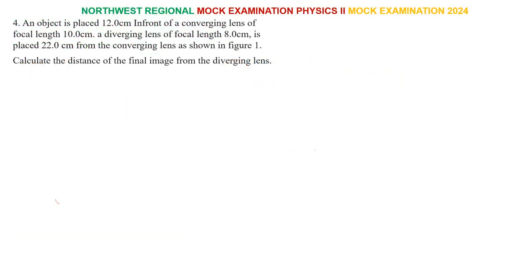Now, question number 4. An object is placed 12.0 centimeters in front of a converging lens of focal length 10 centimeters. A diverging lens of focal length 8 centimeters is placed 22.0 centimeters from the converging lens as shown in the figure. So the figure was not drawn, so we are going to have an analysis of the figure. Now the question was: calculate the distance of the final image from the diverging lens.